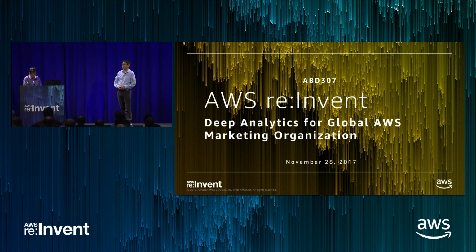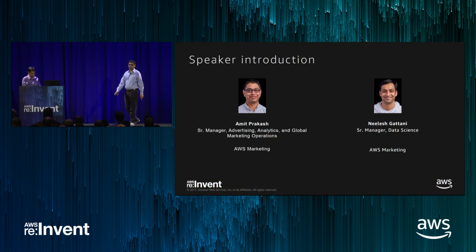Today, we are going to be talking about how the AWS marketing analytics team uses the AWS platform to automate and scale our analysis and help serve our global marketing team, which is a truly global team that sits all around the world.